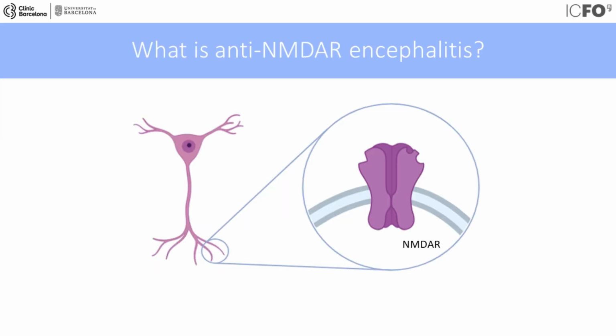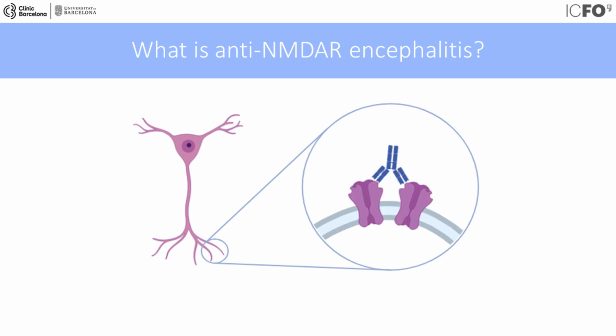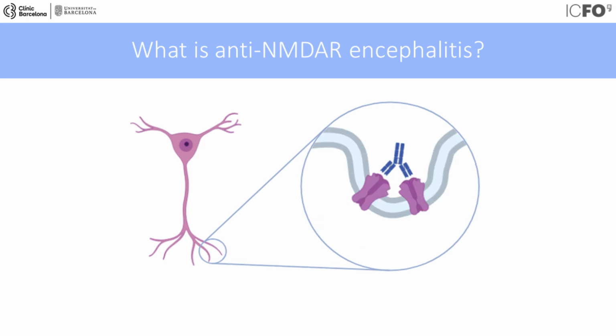Anti-NMDA receptor encephalitis is an antibody-mediated encephalitis associated with antibodies against NMDAR. The pathogenicity of these antibodies has been demonstrated in vitro and in vivo, and the evidence shows that these antibodies bind, cross-link the receptors, and cause their internalization. As a result, there is a decrease in NMDAR surface density and synaptic plasticity impairment.